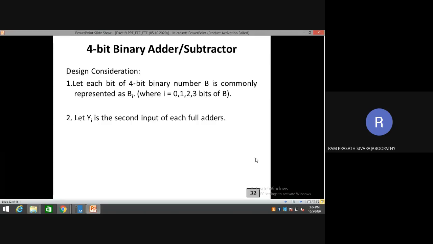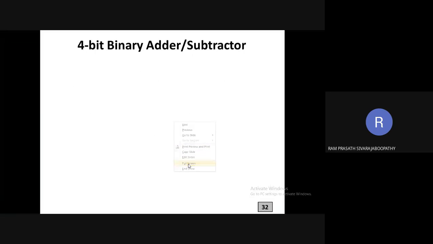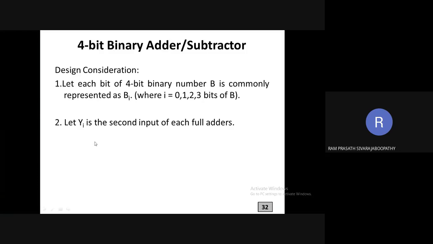Clear? Next step. Let Yi be the second input of each full adder. Clear? Listen carefully. Let us see what this Yi is. Yi is the second input of each full adder. What does it mean? Actually, what should go to the second input of the full adder? B0, B1, B2, B3. Correct? Is it clear? But I am going to implement both adder and subtractor. Correct? So what is the meaning? A modified input is going to be used for B.